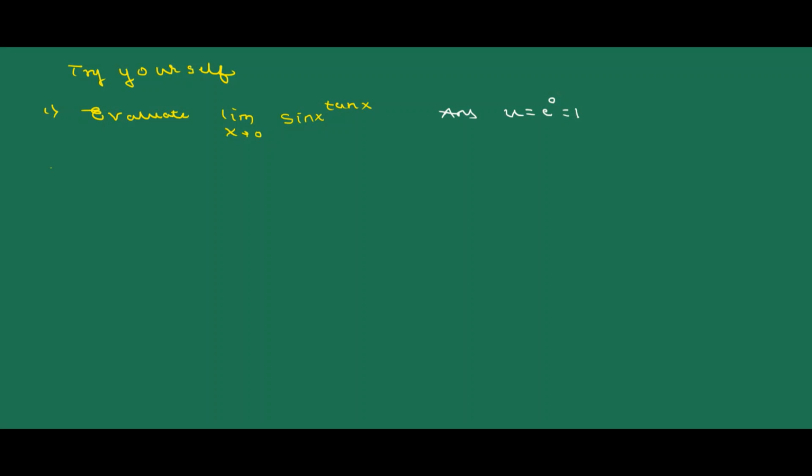Next, second, evaluate limit x tends to infinity, (pi by 2 minus tan inverse x) whole raised to 1 by x, and its answer is u is equal to e raised to 0, and this is equal to 1.